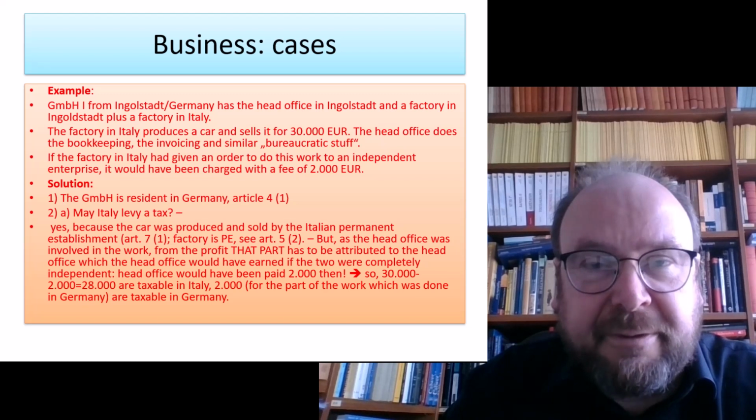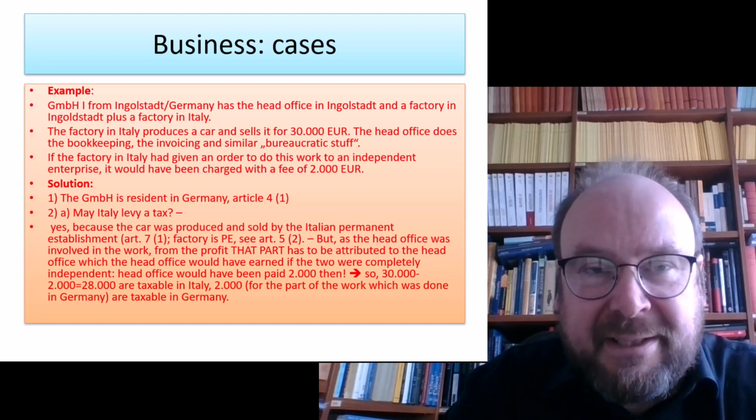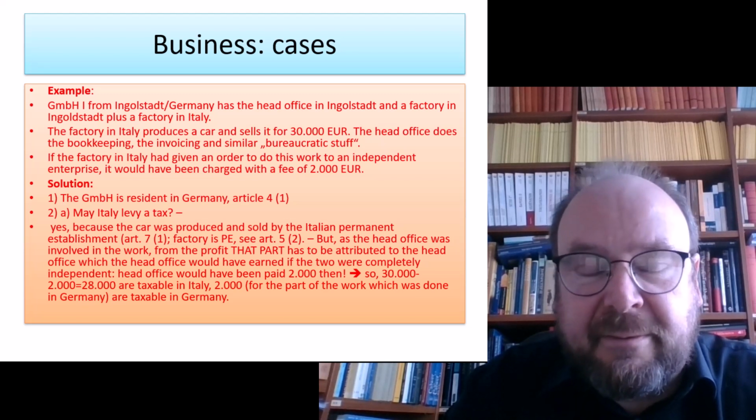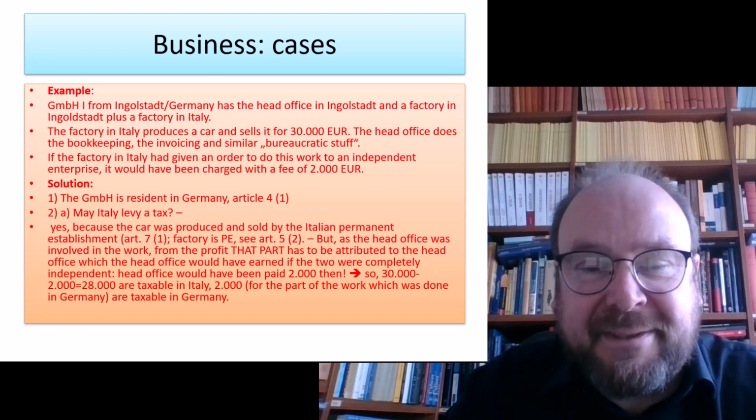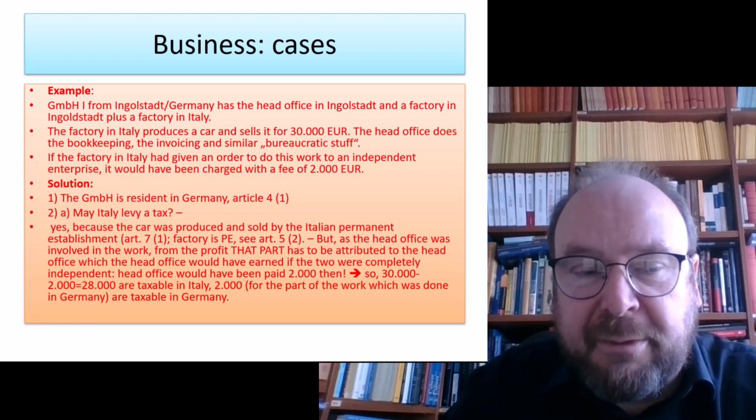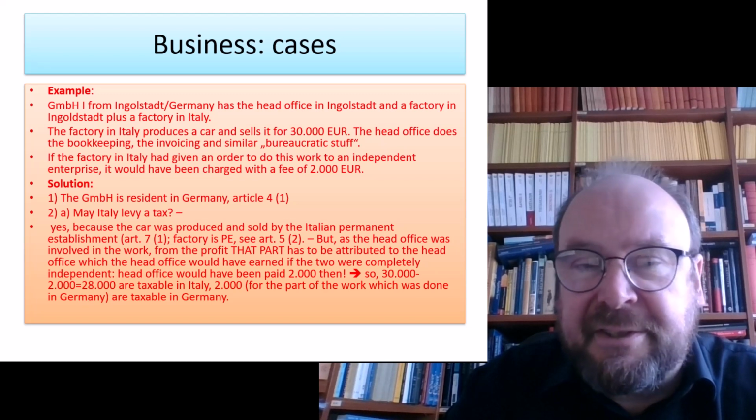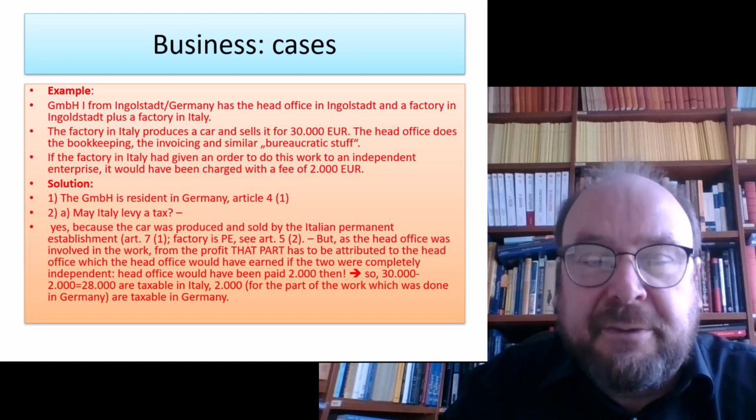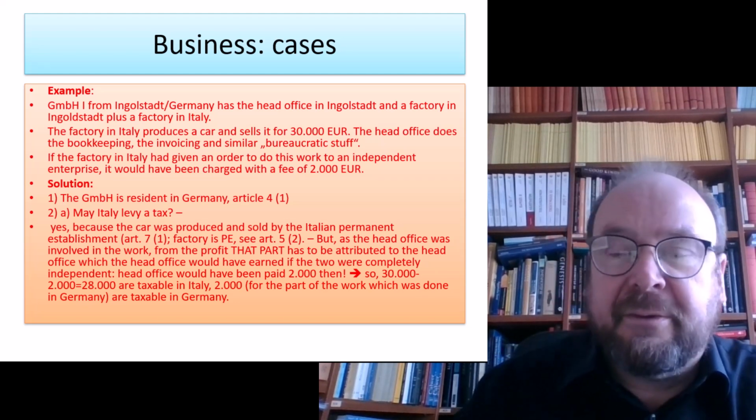However, how high that profit was, which the Italian permanent establishment caused, that has to be determined as if these two PEs involved in the transaction had dealt with each other under market conditions. So we must do as if the Italian part of the enterprise had to pay 2,000 euro remuneration to the headquarter in Germany as a market-conform remuneration for the services they did in connection with the transaction. So 28,000 remain as taxable part of the profit in Italy, and the 2,000 were caused by the work of the headquarter, so they are attributed only to the headquarter in Germany.